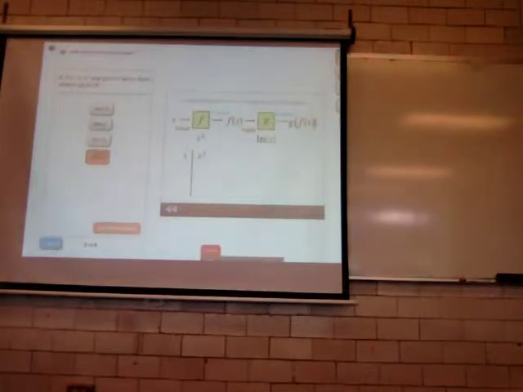Let's look at the output of this first box here. f of x is defined as x squared, so the output of this is simply going to be x squared. x squared is now the input to g, so we're going to be taking g of x squared. Now g of x is defined as the natural log of x, so this is going to give us the natural log of x squared.